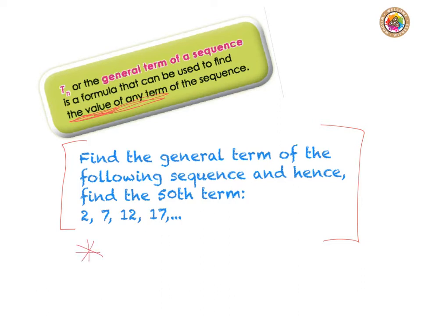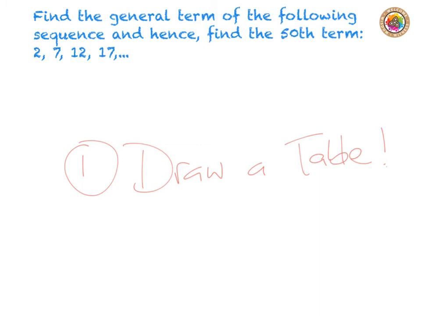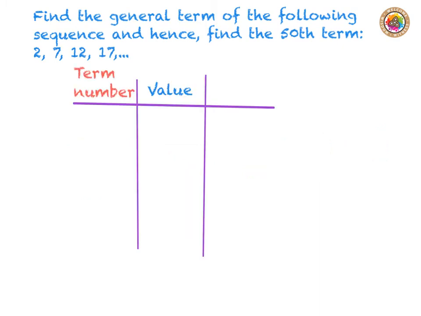Always when we're trying to find the general term of a sequence, we begin by drawing a table. So step one is to draw a table. Here I've begun to draw my table. Now I'm going to write down term number 1, 2, 3, 4. From the example we've been given, the sequence begins 2, 7, 12, and 17.